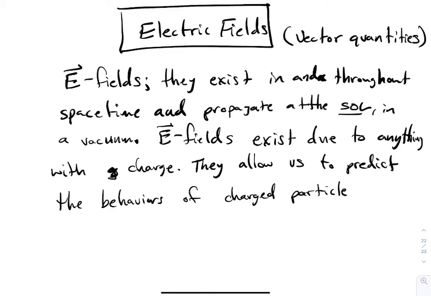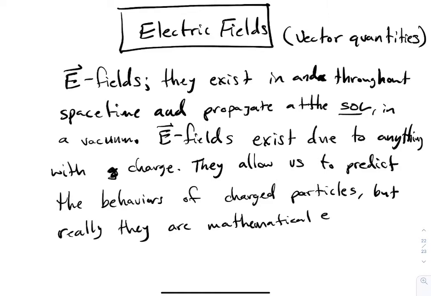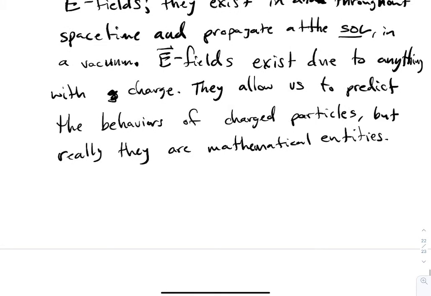And we are talking about them like they're real things, but really they are just mathematical entities in order to make these predictions. So they allow us to predict the behaviors of charged particles, but really they are only mathematical entities that we will, of course, represent diagrammatically and with math. That's a little redundant, but it's okay. So that's generally what an electric field is.